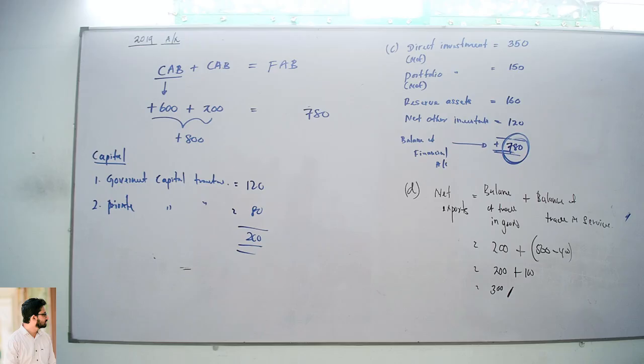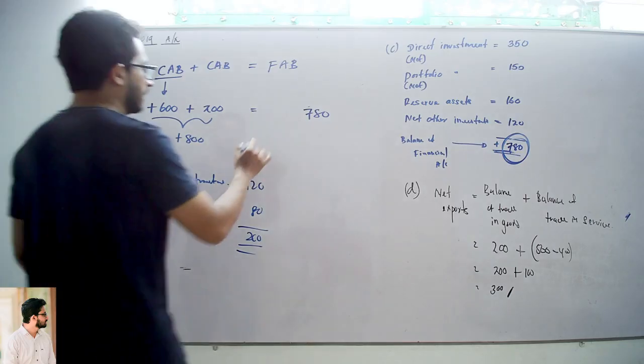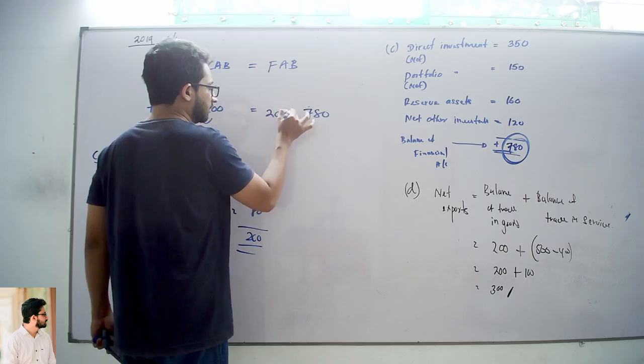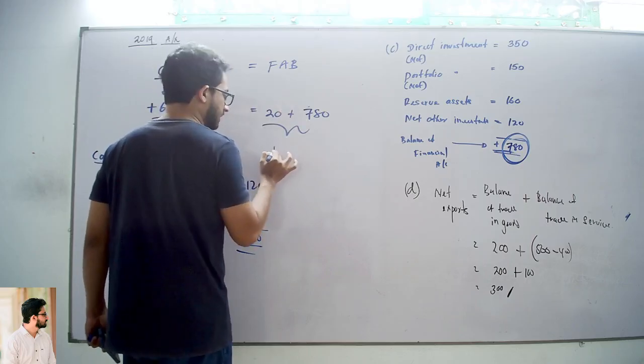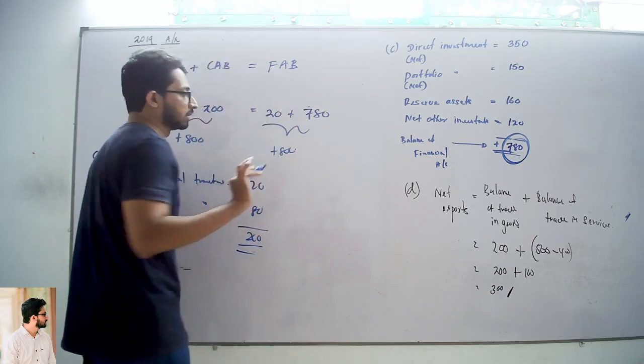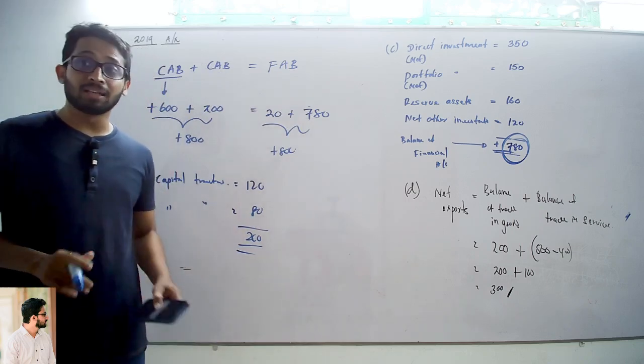Did you get what I said? Okay, Lamai. That value has been given as net errors and omissions. If you add that net errors and omissions figure, then, Buddha, the value should be plus 800. Then you can see both are equal.